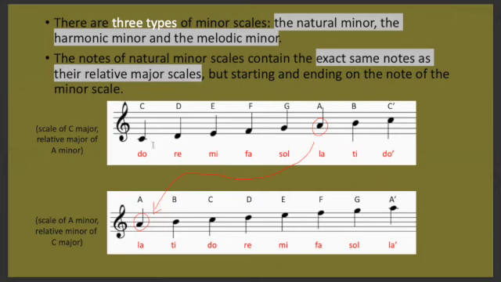So if we are in C major here, the sixth note is A, so the relative minor would be A minor. We start on A and we end, of course, on A, and the scale contains all of the same notes as C major. So I'm going to play C major and then A minor for you to compare. C major. A natural minor.